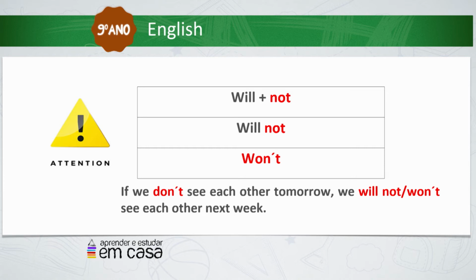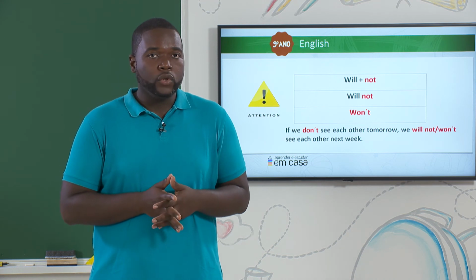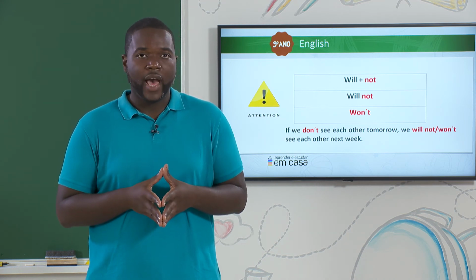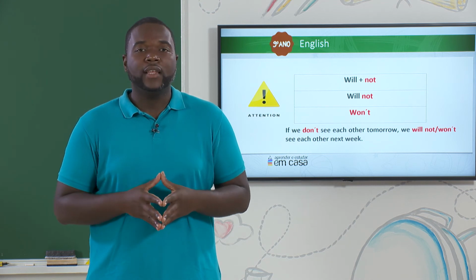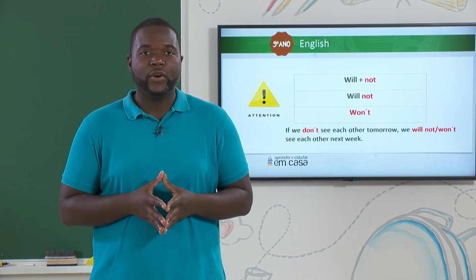Let's take a look at the example. If we don't see each other tomorrow, we will not or won't see each other next week. Now, what you have with this example is that if we don't see each other tomorrow is the if clause, and we will not or won't see each other next week is going to be the result. Now, remember that you can use will not or you can use won't. They are both correct. Yes, students, now that I've shown you what you need to pay attention to when you have will plus not, let's do some practice. It's time for our exercise.